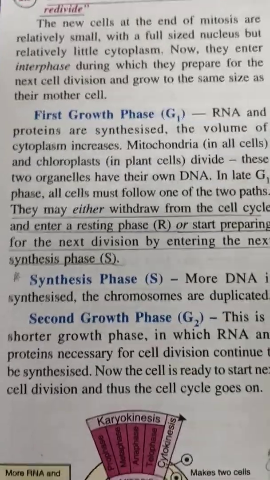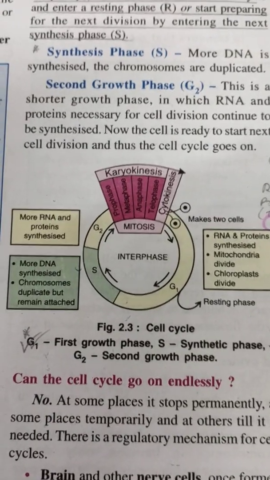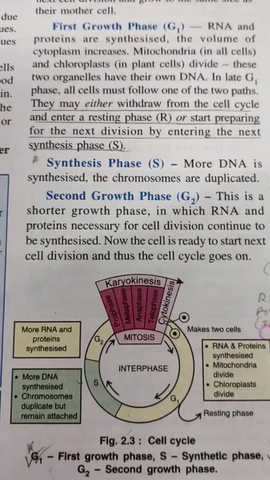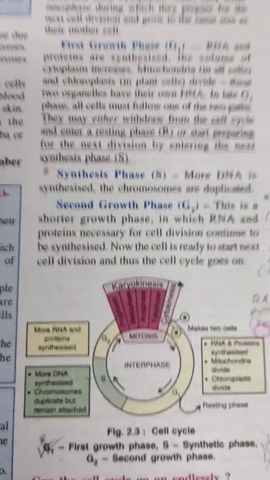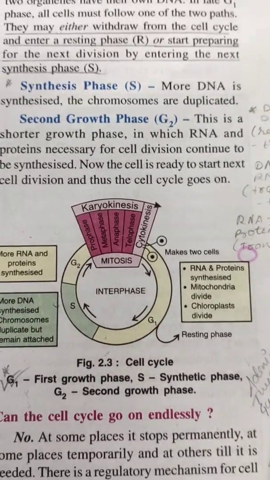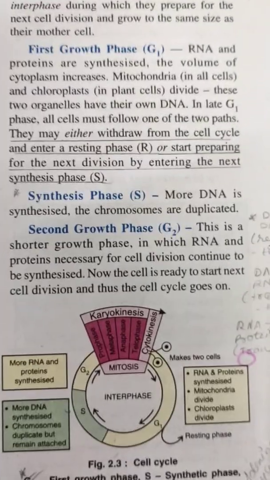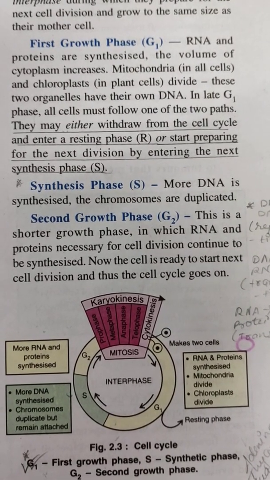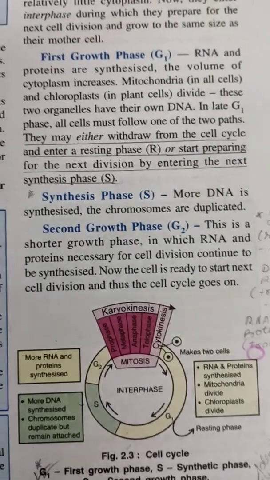Now it has got three phases. Before we go through it, see the diagram. This diagram, students, is also very, very important. Please practice it properly. And we can see here the first growth phase, synthesis phase, second growth phase. We have named them as G1, S, G2. And from the diagram, we can see that G1 is the biggest or the longest phase. RNA and proteins are synthesized, the volume of cytoplasm increases, mitochondria and chloroplasts divide, these two organelles have their own DNA.